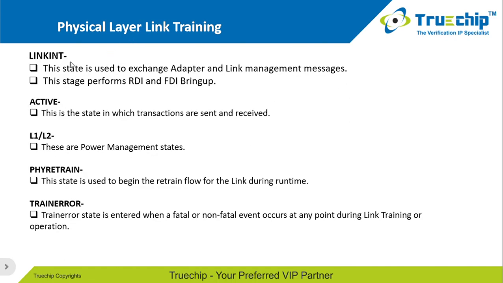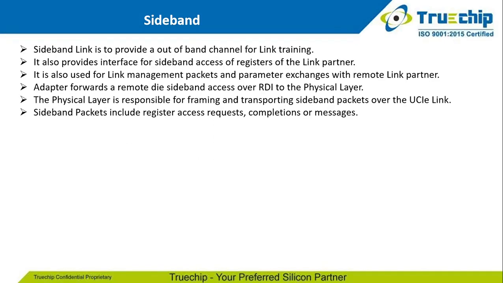The next state is the link init state, where RDI and FDI bring up takes place, and this state is also used to exchange adapter and link management messages. After this state, the physical layer will move to active state, which is the state in which transactions are sent and received. The physical layer also has the power management states, and the PHY retrain state, which is used to begin the retrain flow for the link during runtime. And the train error state is entered when a fatal or non-fatal event occurs at any point during link training or operation.